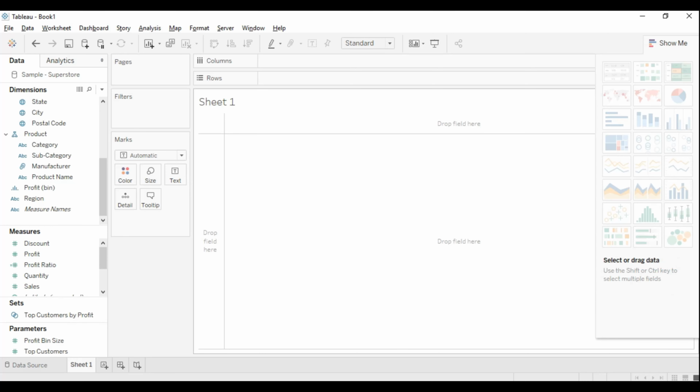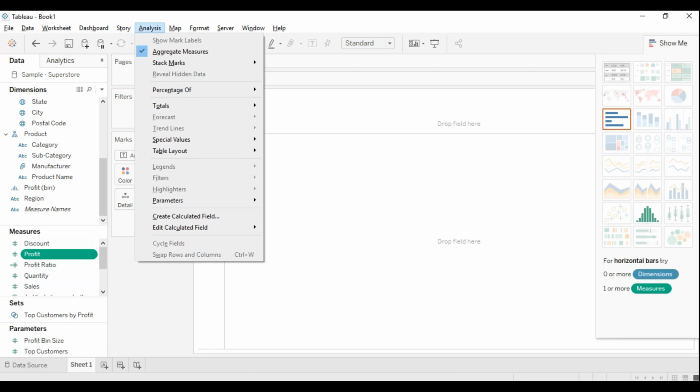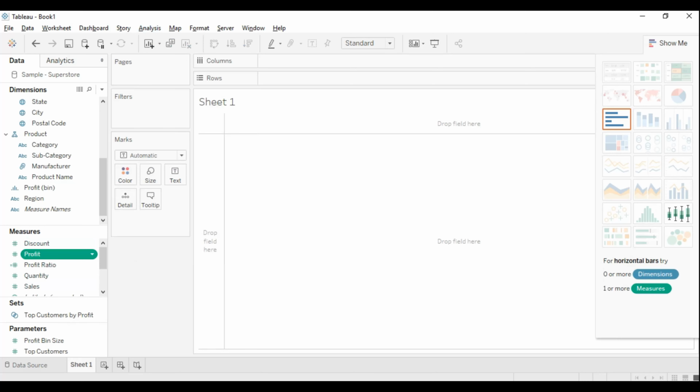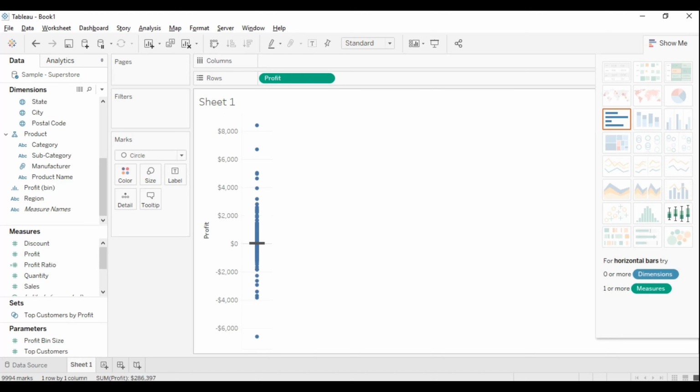Now let's do it. How does it work? Here one measure is always mandatory, so I'm choosing profit, and then I choose not the aggregated measure, and I want to perform a box plot. Look at it here. Cool.